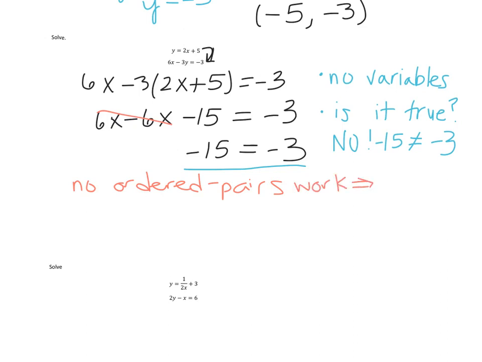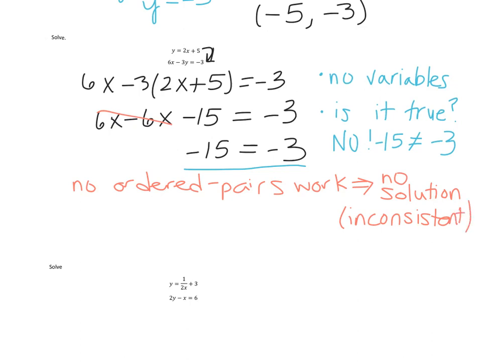So no solution is the answer. And if you remember, no solution from the previous section means we have an inconsistent system. Whoops, I wrote consistent. We have an inconsistent system. And do you remember when that happens? When we have parallel lines.